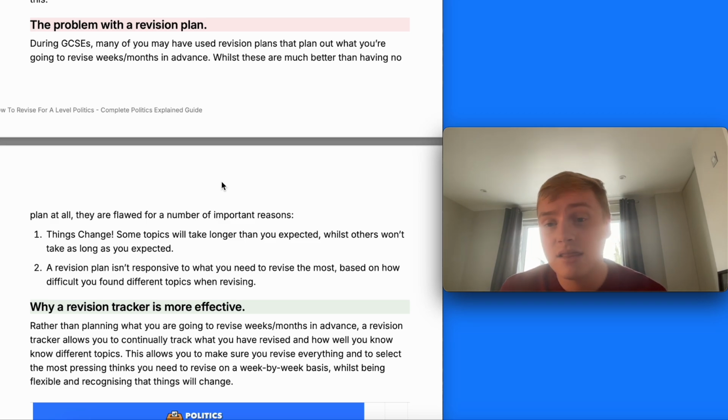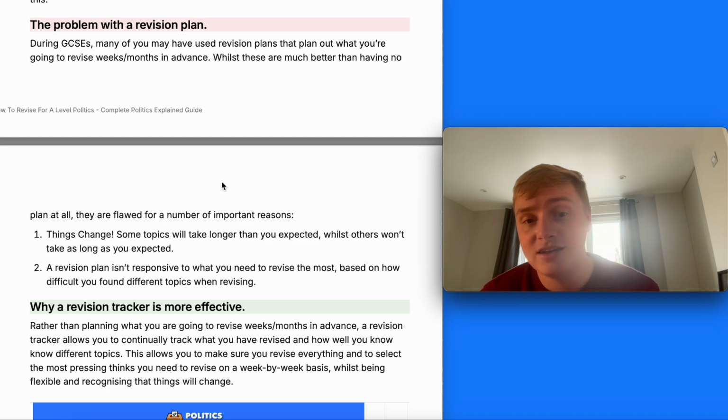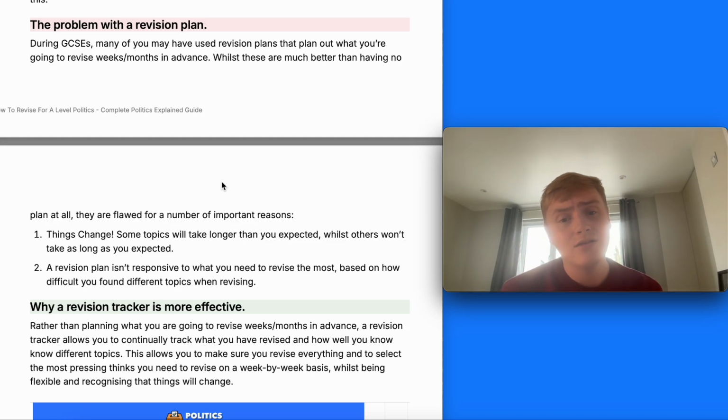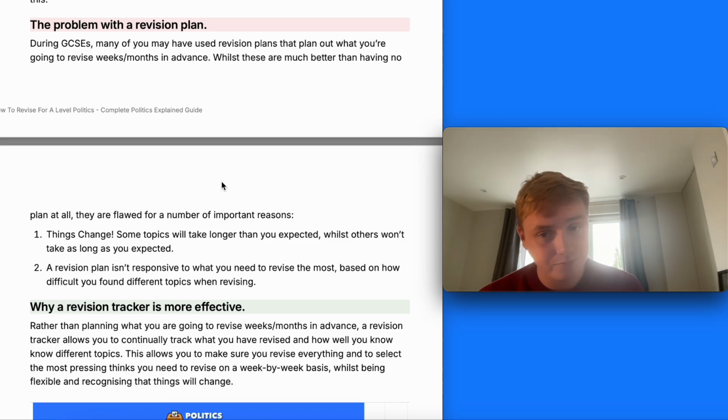The key thing being that things change. Some topics are going to take longer than you expected. Some topics you're going to be worse at than you expect and need to devote more time to and revise again, whilst others won't take as long and you don't need to revise again. And crucially, that means that a revision plan isn't responsive to what you need to revise the most based on how difficult you found different topics when revising.